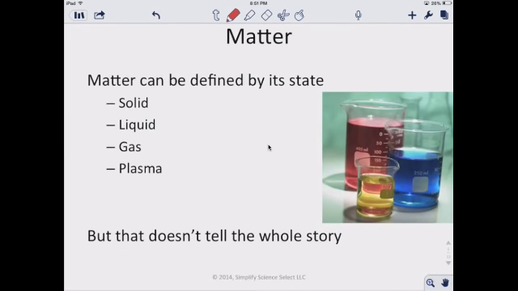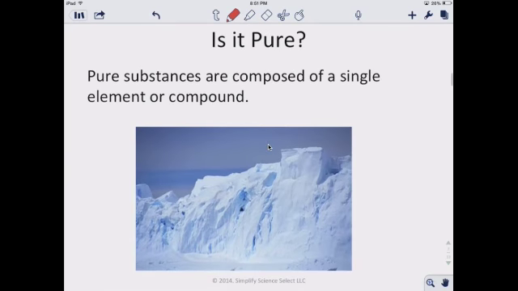Matter. Now, when we're looking at matter we can define it by its state: solid, liquid, gas, plasma, and we talked about that before. But just looking at if it's a solid, a liquid, a gas, or a plasma doesn't really tell the whole story. So we need to break it down into basically different categories, break down that matter. So the first thing we look at is if it's pure. A pure substance, those are composed of a single element or compound. That's what a pure substance is.